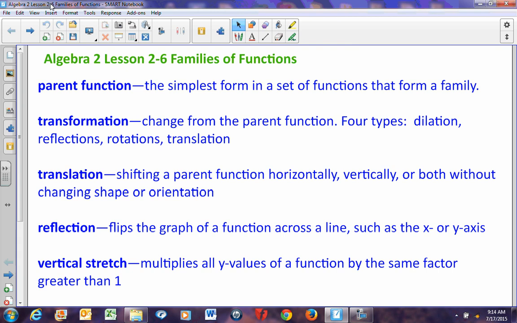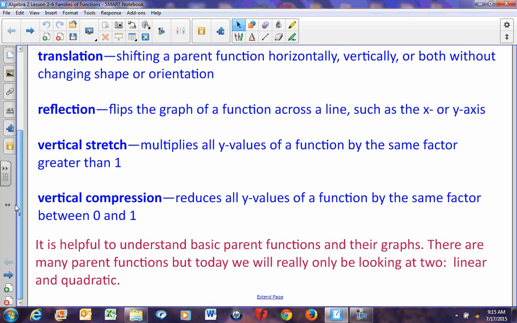And a vertical stretch multiplies all y values of a function by the same factor greater than 1. And so if you want to make your thing stretch, you're going to multiply it by a number greater than 1. If you want to do a vertical compression, you're going to reduce all your y values of the function by the same factor between 0 and 1. In other words, you're going to multiply it by a fraction or a decimal.